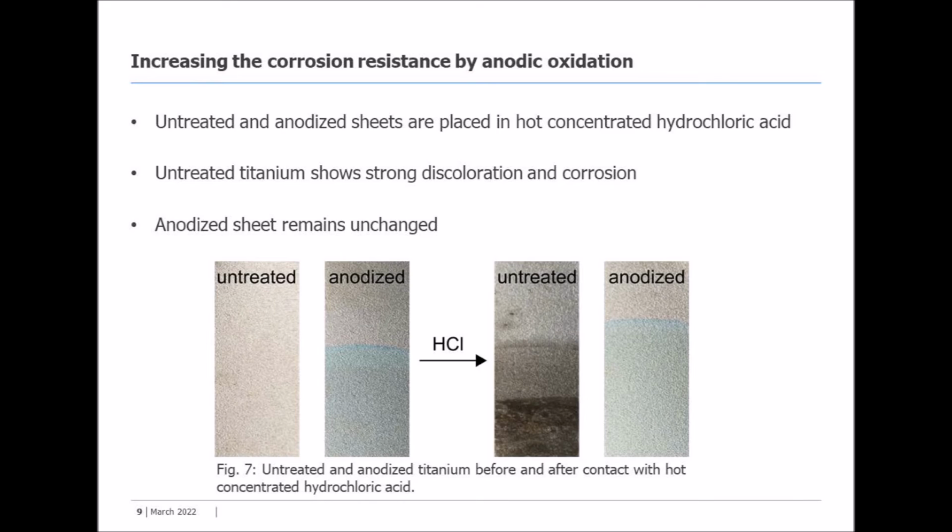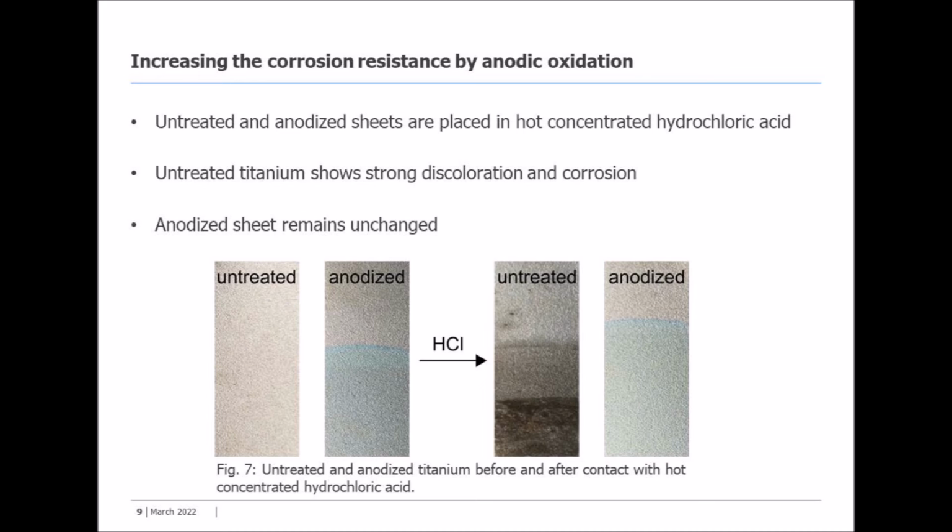The last experiment shows the increased corrosion resistance of the treated titanium. Untreated and anodized sheets are suspended in hot concentrated hydrochloric acid for about 15 minutes. Afterwards, the sheets are removed from the solution, washed with distilled water and dried. As you can see in the figure, the anodized sheet remains largely unchanged despite the prolonged contact with the strong acid. The untreated sheet, on the other hand, is clearly discolored, corroded and feels rough to the touch.